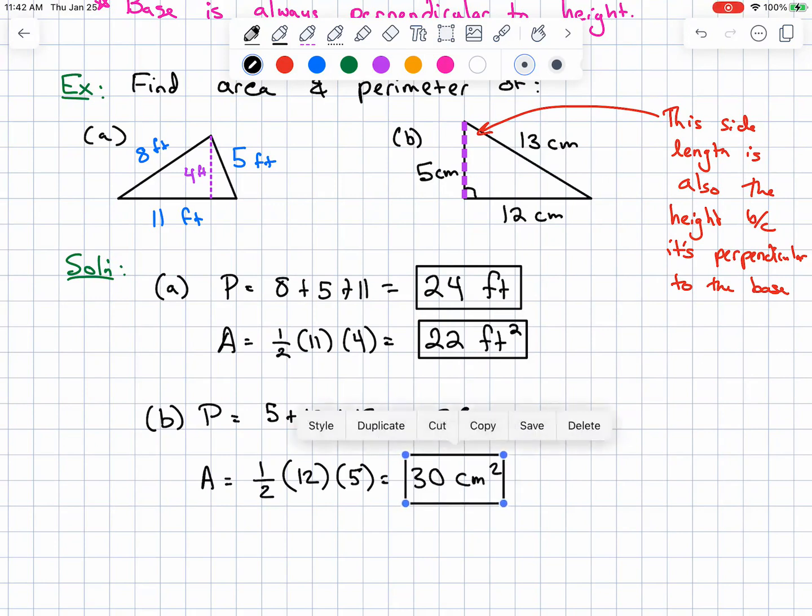Which is interesting that they end up both being the same thing. The same number with different measurements. That can happen. You can end up having the same perimeter and area. It just worked out that way. Sometimes the area is bigger, sometimes the perimeter is bigger, sometimes they're equal. It all depends on the problem.